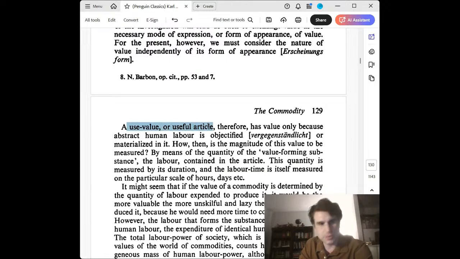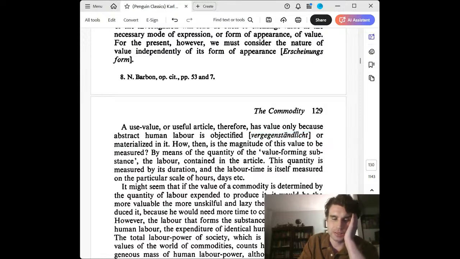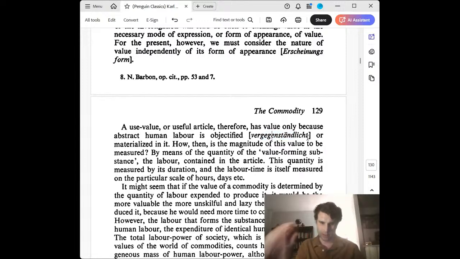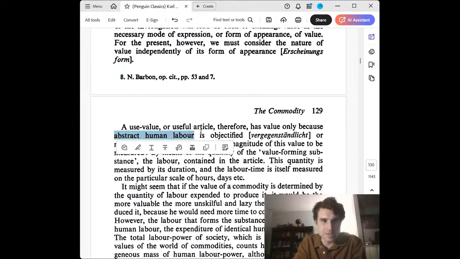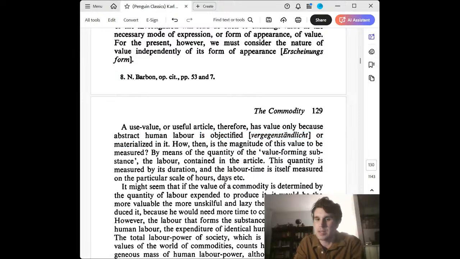A use value or useful article, therefore, has value only because abstract human labor is objectified or materialized in it. Vergegenständlicht. Gegenstand is object, so vergegenständlichen is to objectify. A use value or useful article, therefore, has value only because abstract human labor, so not particular human labor, but some kind of human labor whatsoever, is objectified or materialized in it. This is a product of human labor, some kind of human labor.